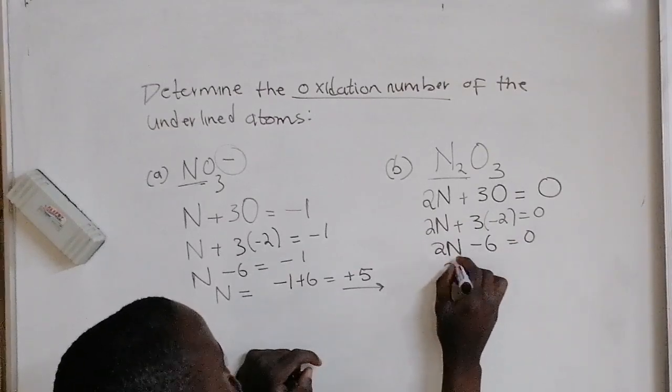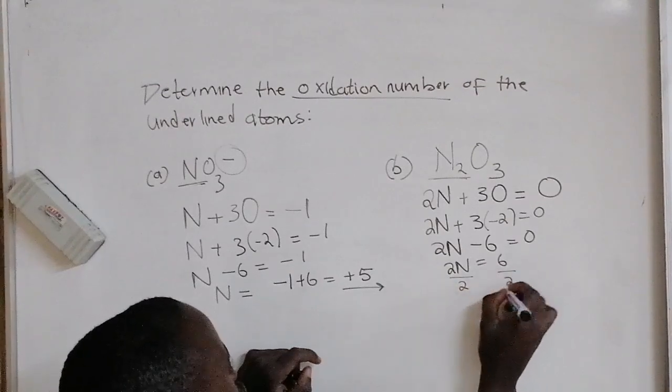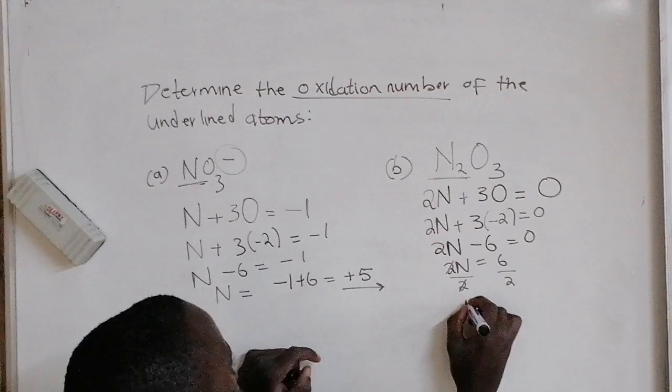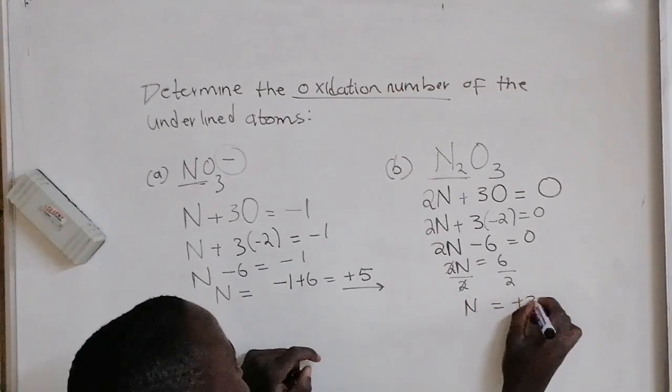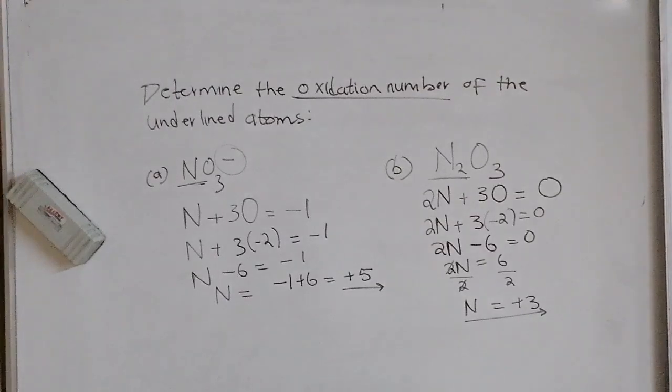Therefore we'll say 2n equals positive 6. Then we make n the subject of the formula by dividing both sides by 2. Now n equals positive 3. It means that the oxidation number of the underlying atom, the nitrogen atom in the second example, is positive 3. So it is very, very important for you to know this.